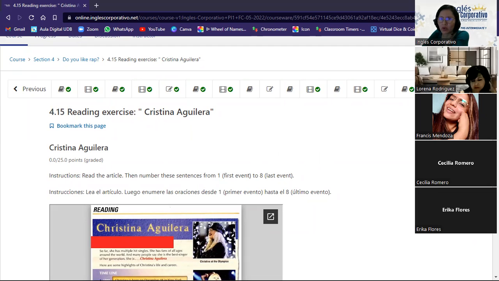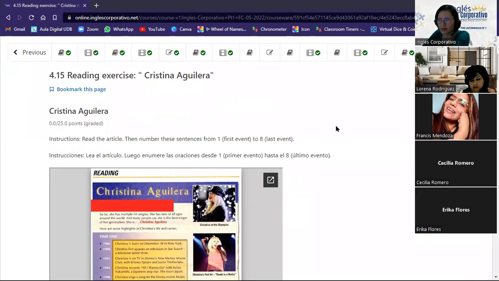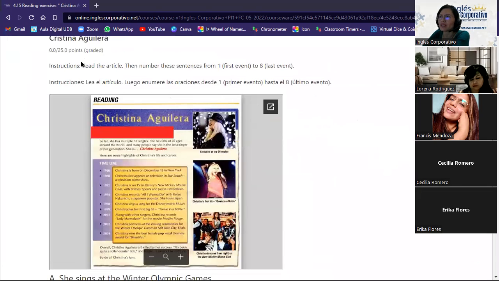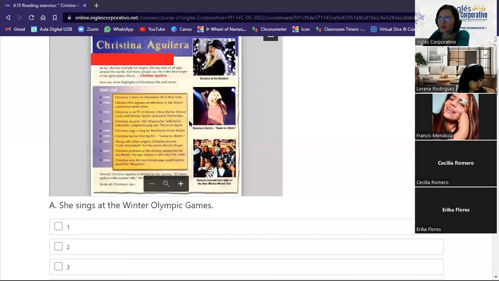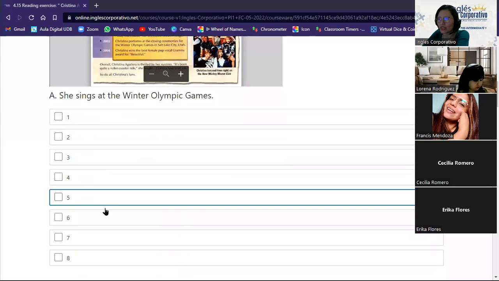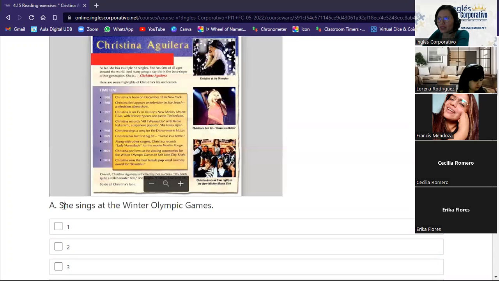Bueno, entonces vamos acá con Erika. Me dice, teacher, I have this, can you explain exercise 4.15? 4.15, it's a reading exercise, and the reading is about Christina Aguilera, right? The instructions are, one, read the article, two, then number these sentences from one, the first event, to eight, the last events. Right, so here we have the reading, right? And then guys, here, what you have to do is to read each sentence and you're going to organize it. Solo la van a ordenar en orden cronológico, ¿verdad? That's what you're going to do.